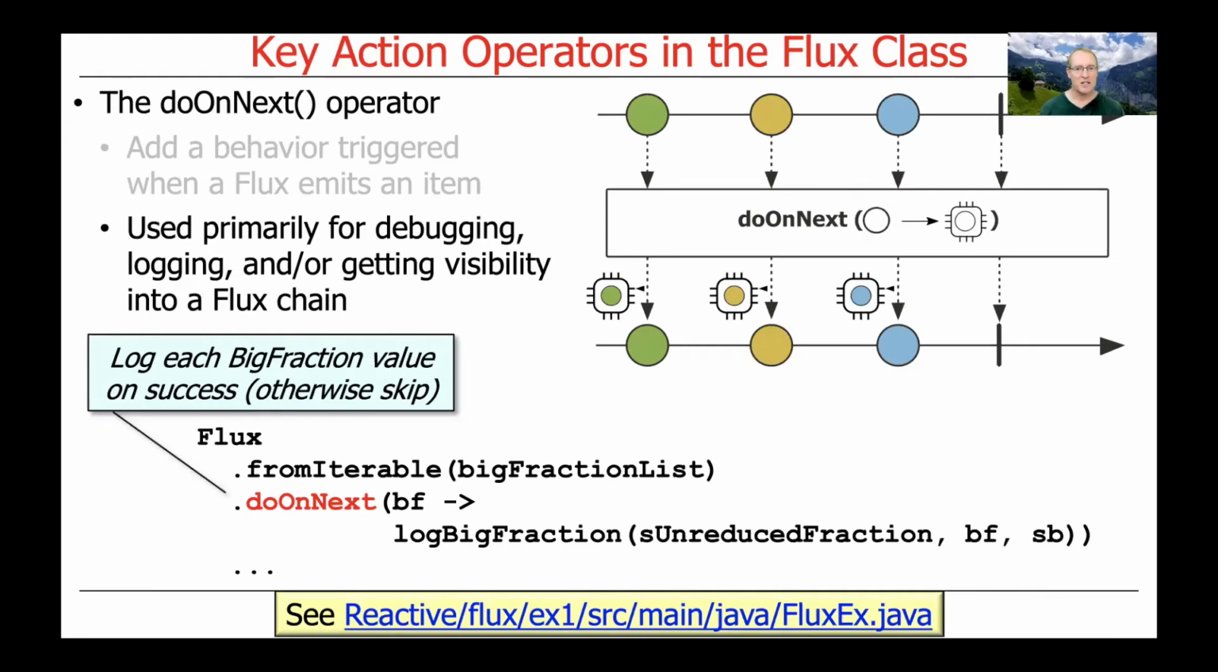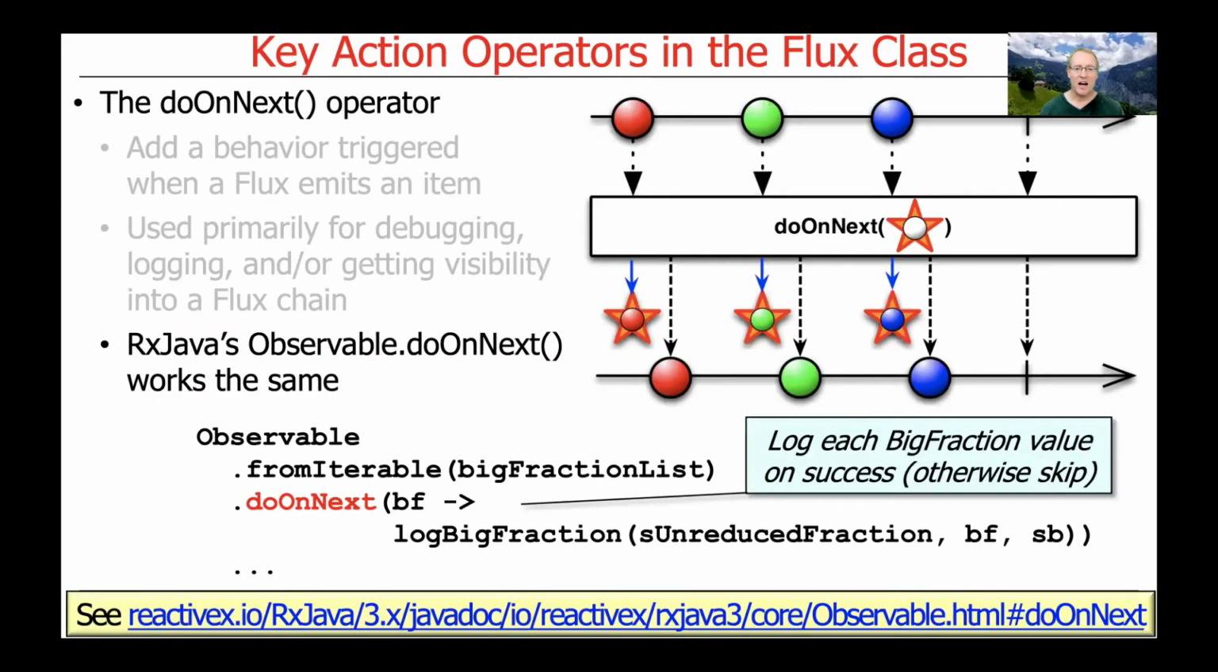Let's take a look at a very simple example. We'll cover this in more detail when we get to the case study at the end of this lesson. This example is going to take a BigFraction list and use the Flux fromIterable factory method operator to convert that into a flux. It will then call the doOnNext action operator. For every BigFraction that's emitted by this flux, the doOnNext action operator will arrange to call back on the logBigFraction helper method, which logs the BigFraction so you can see what the values are.